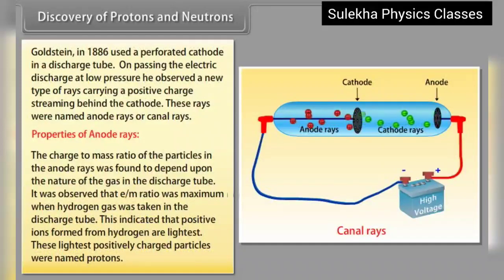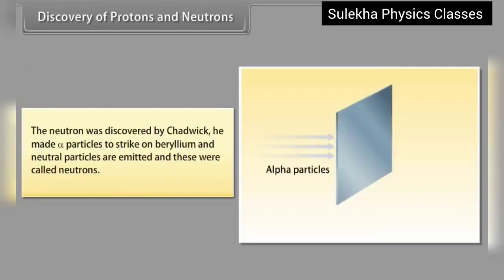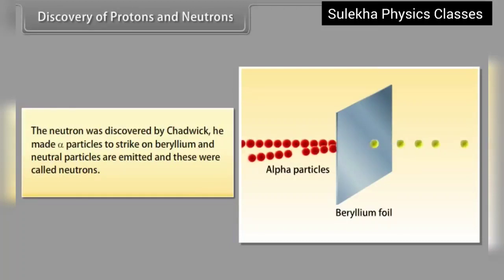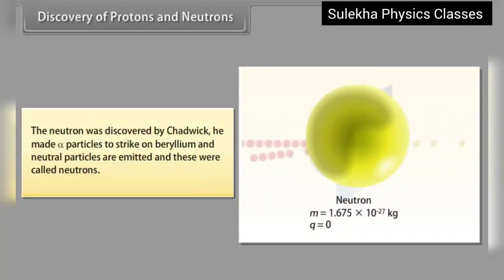It was observed that the e/m ratio was maximum when hydrogen gas was taken in the discharge tube. This indicated that the positive ions formed from hydrogen are lightest. These lightest positively charged particles were named protons. The neutron was discovered by Chadwick. He made alpha particles strike beryllium, and neutral particles were emitted, and these were called neutrons.